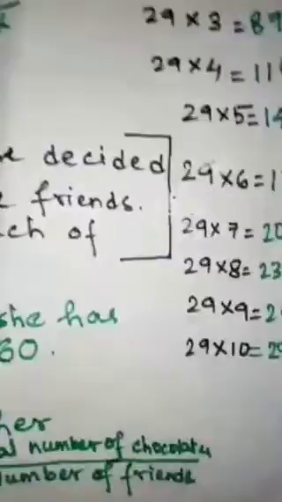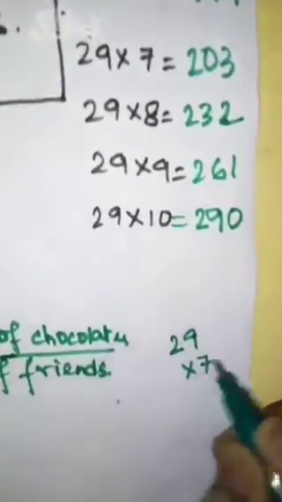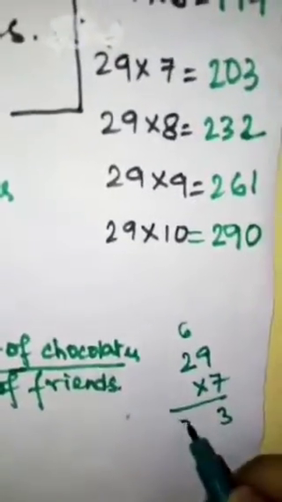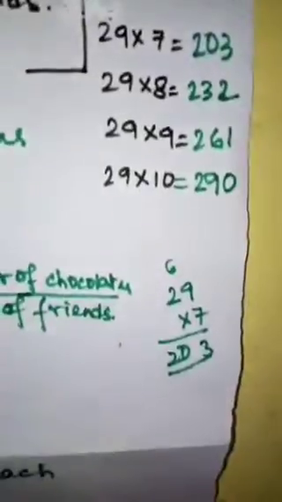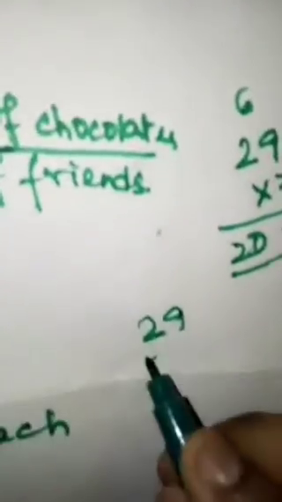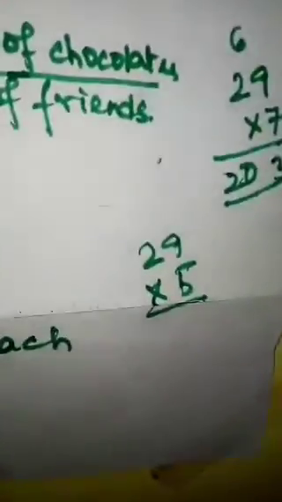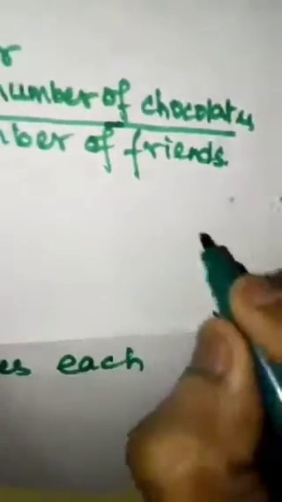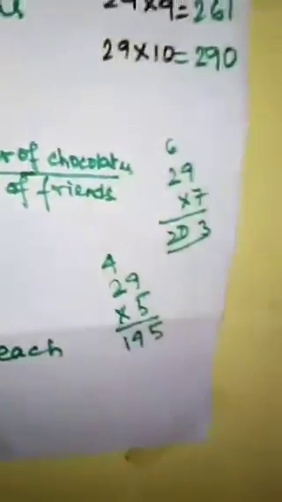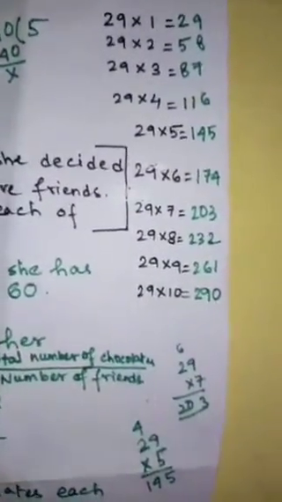Suppose you choose 29 into 7, you can verify that 29 multiplied by 7: 7 nines are 63, 6 carry, 7 twos are 14, 203. See that you get the same result. Again you choose another number, 29 into 5. If you multiply over here, 5 nines are 45, 4 carry, 5 twos are 10, 145. So this also gives you the same value. In this way you will be able to write or remember the table of 29.